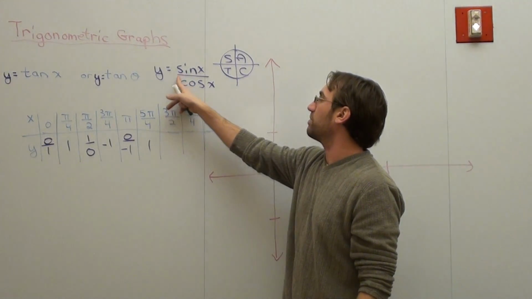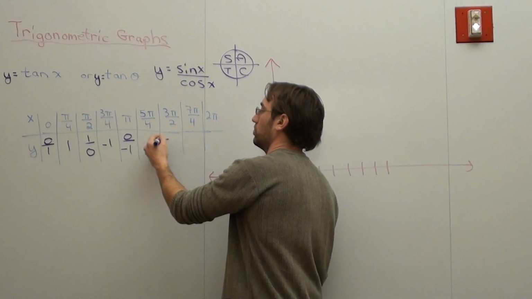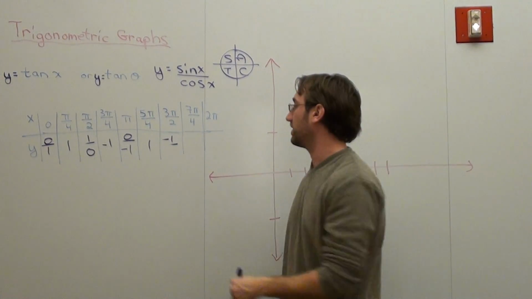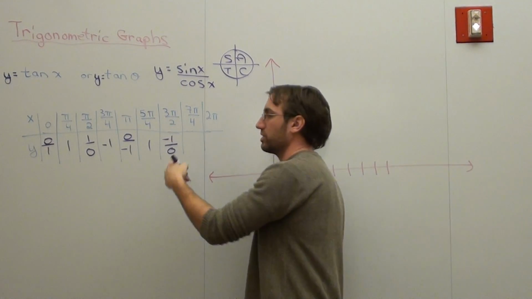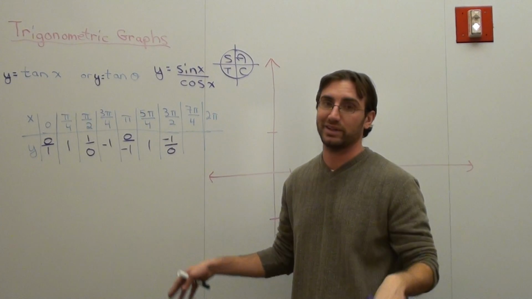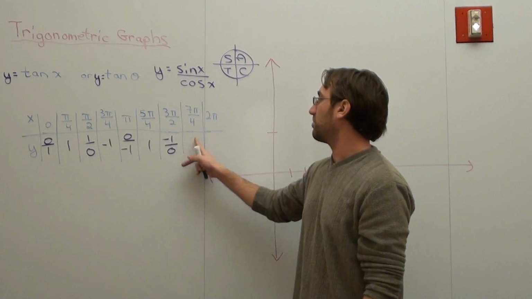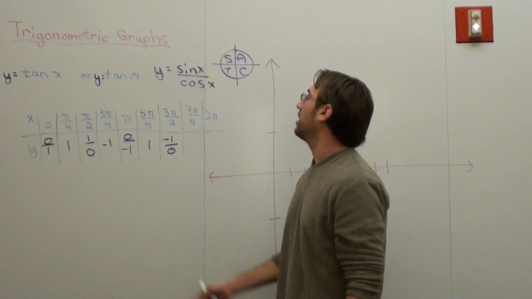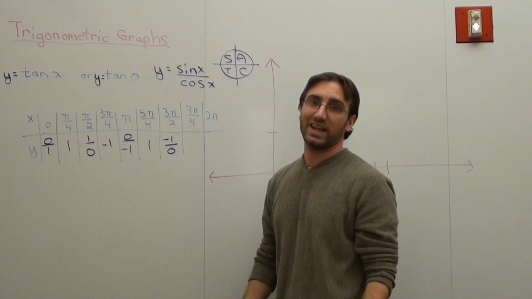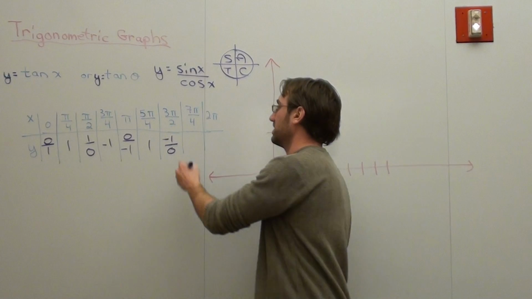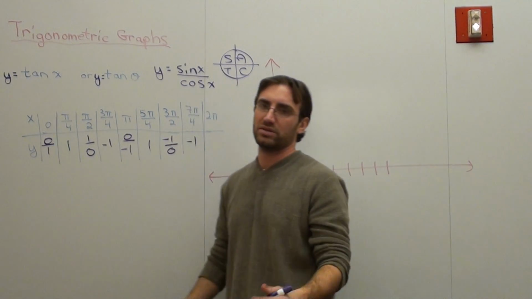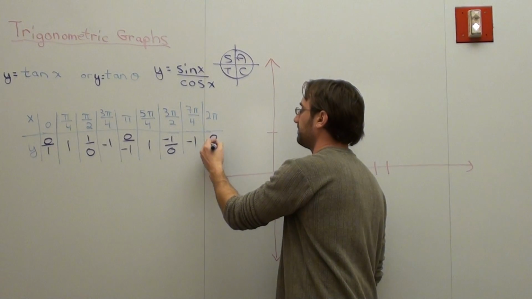Sine of 3 pi over 2 is -1. Cosine of 3 pi over 2, or 270 degrees, is 0. So the -1 over 0 is undefined. It's as simple as that. 7 pi over 4, it's root 2 over 2 divided by root 2 over 2. The cosine is positive, but the sine is negative, so a negative divided by a positive is a negative. And 2 pi is the same thing as 0, so we're back at 0 over 1.